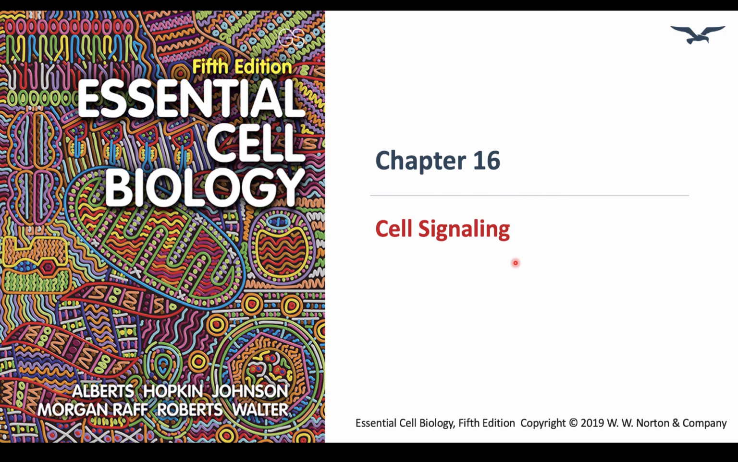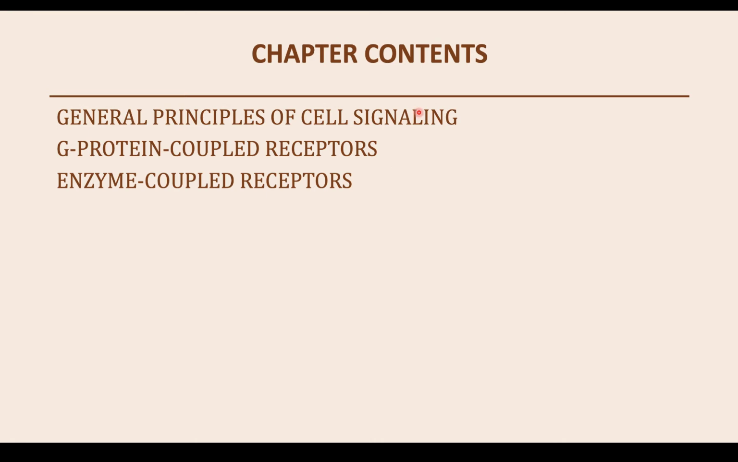We're going to continue with the last chapter in my section of the course, which is chapter 16, focusing on cell signaling. And this is going to be how cells communicate with one another. We're going to begin with general principles of cell signaling, and then look at two common families of signaling receptors, the G protein coupled receptors and the enzyme coupled receptors.